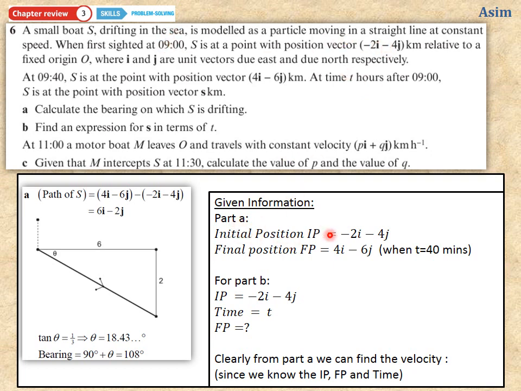For part A, we know the initial position, which I just refer to as IP. The final position, FP, is also written there. But remember, this is when t is 40 minutes. At 9:40, this is the final position, not always.